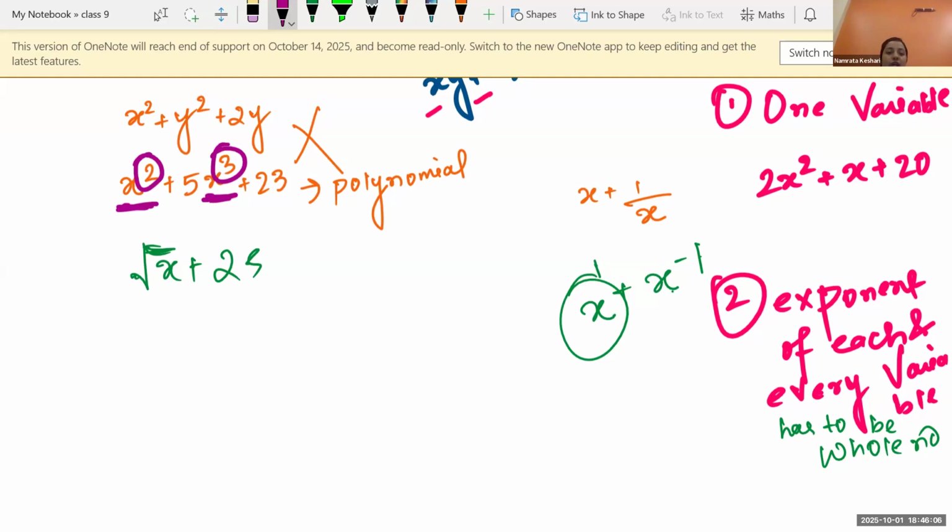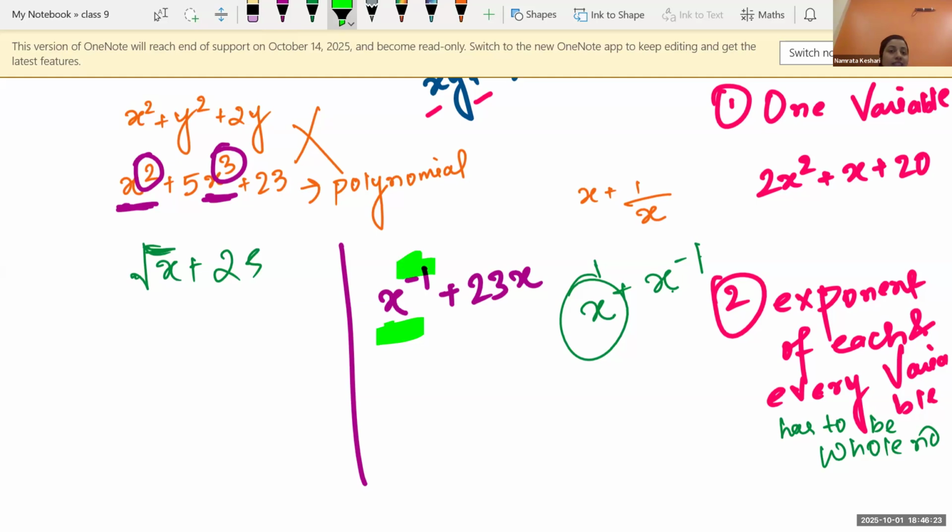Making sense? If I write the example x to the power minus 1 plus 23x, we will check that one variable is there. Now the exponent of the first x is minus 1. Is that a whole number? No, this is not a polynomial. Making sense?